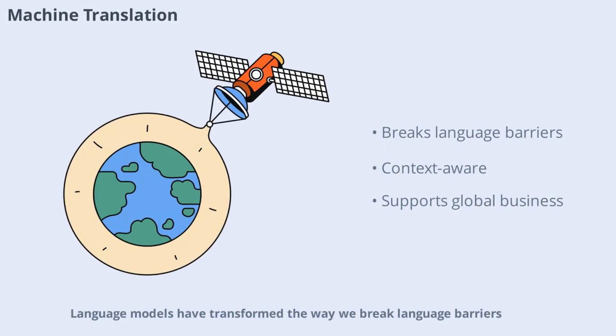Language models have transformed the way we break language barriers. Machine translation tools like Google Translate rely on these models to convert text from one language to another. They analyze context, grammar, and idioms to provide accurate translations. This has made global communication easier, helping travelers, businesses, and students connect across cultures. The accuracy and fluency of translations continue to improve as language models evolve, making the world a little smaller and more connected.